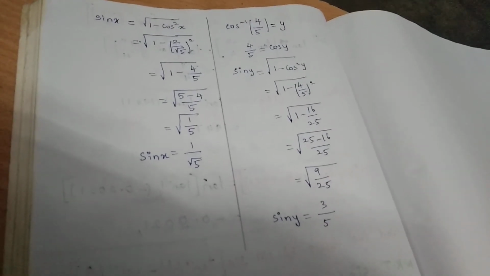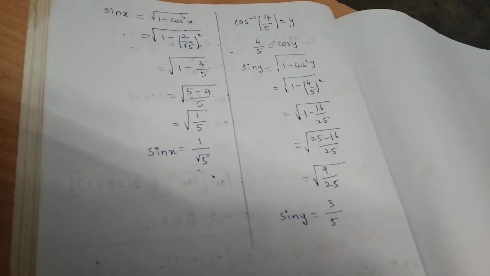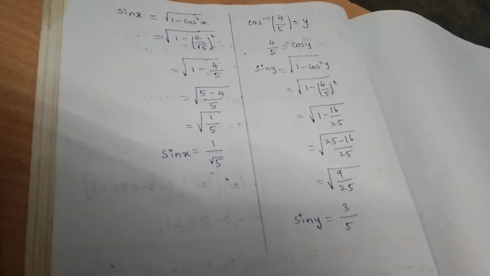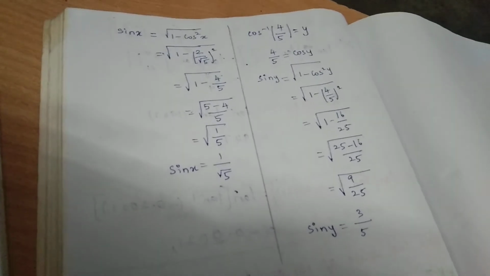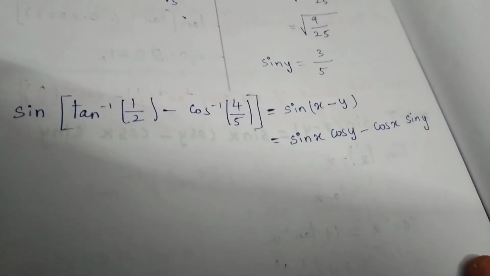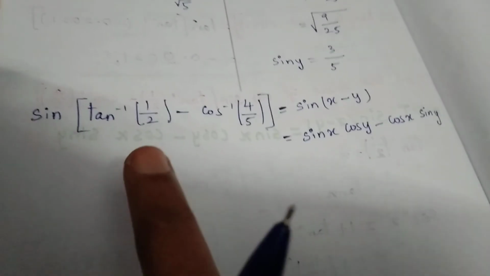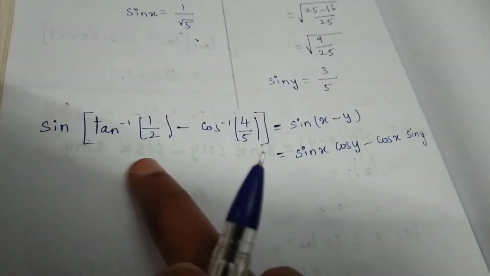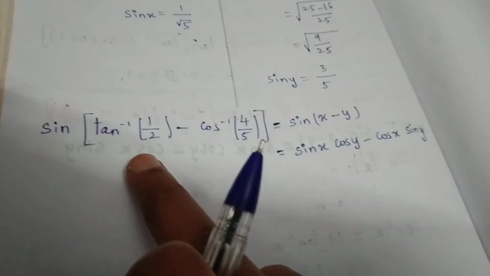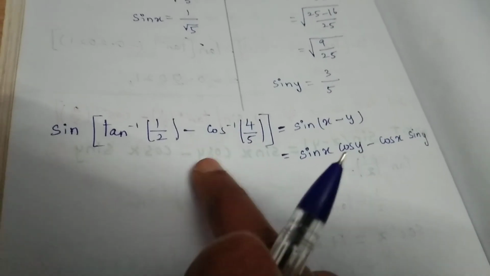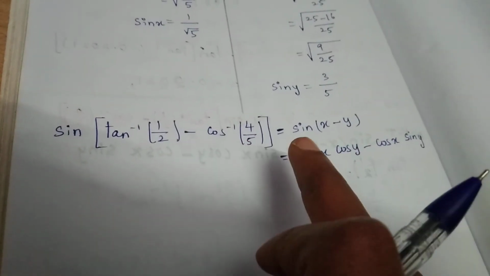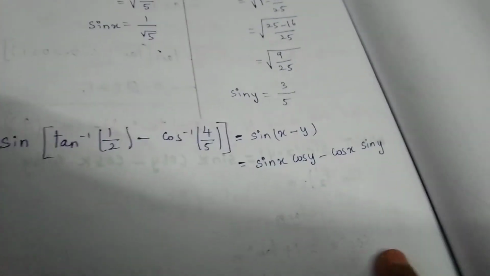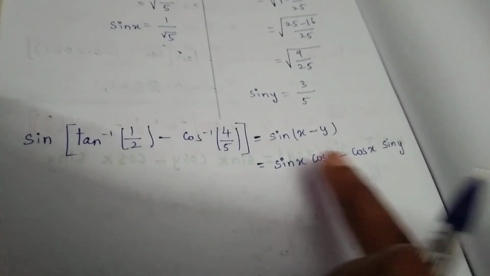Now we have found the 4 values: sin x, cos x, cos y, sin y. All the values are fine. Then we will apply them to the question. The question is sin of tan inverse 1 by 2 minus cos inverse 4 by 5. We take tan inverse 1 by 2 as x and cos inverse 4 by 5 as y, so we can write sin of x minus y. The formula is sin x cos y minus cos x sin y.